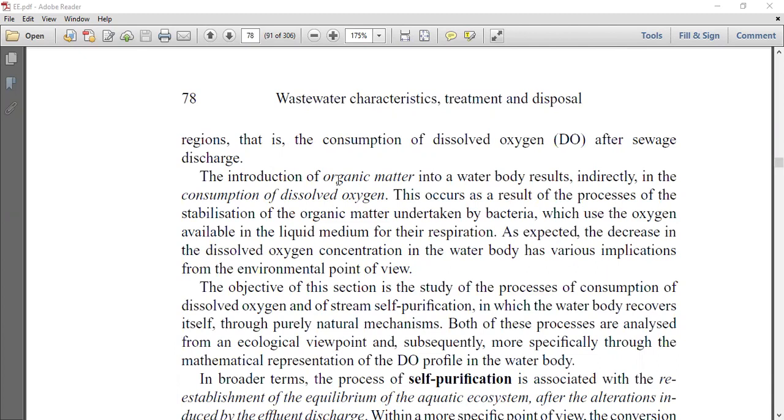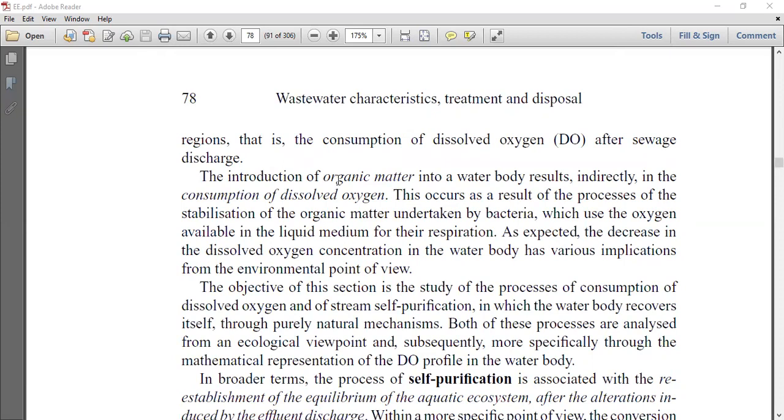The introduction of organic matter into a water body results indirectly in the consumption of dissolved oxygen. This occurs as a result of the process of stabilization of the organic matter undertaken by the bacteria, which use the oxygen available in the liquid medium for their respiration. As expected, the decrease in the dissolved oxygen concentration in the water body has various implications from the environmental point of view. The objective of this section is to study the processes of consumption of the dissolved oxygen and of the stream self-purification, in which the water body recovers itself through purely natural mechanisms.